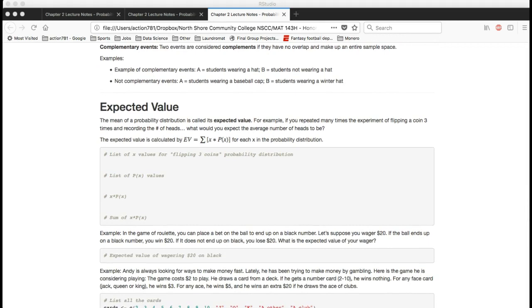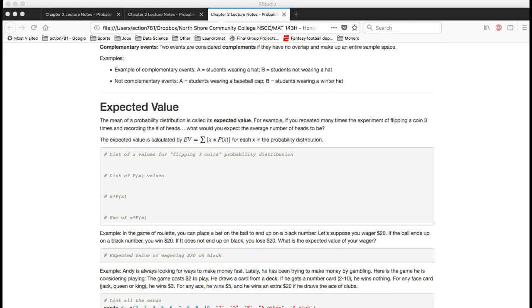The next definition is complementary events. Two events are considered complements if they have no overlap and they make up an entire sample space. An example of complementary events: event A, students wearing a hat, and event B, students not wearing a hat. There are no other outcomes. A student has to fall into one of these categories.